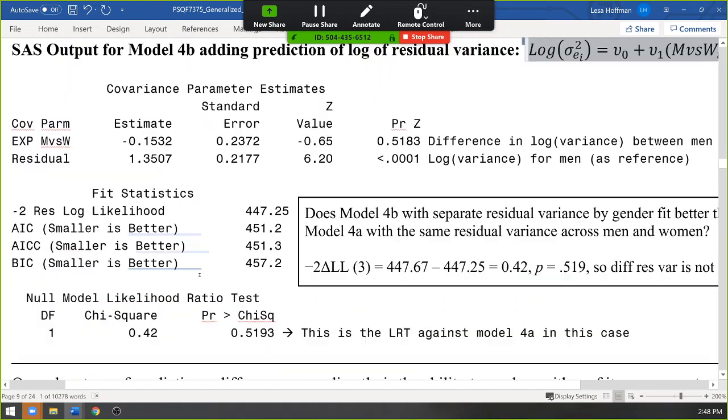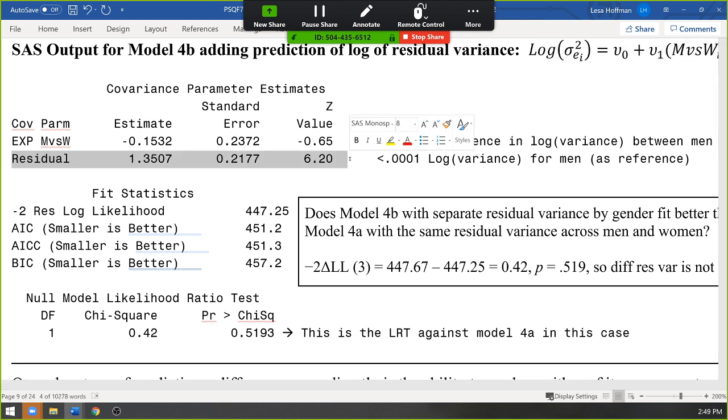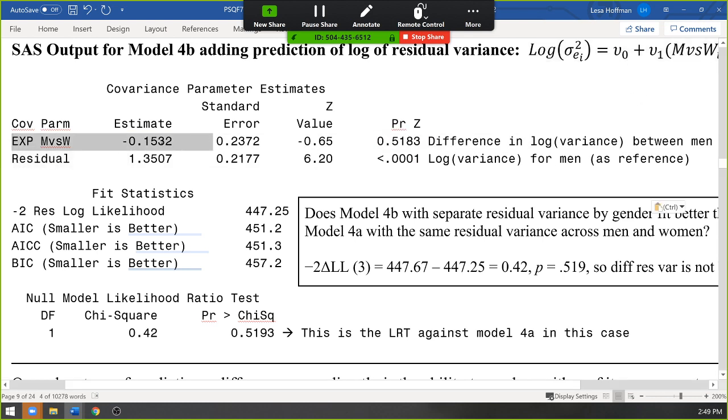But the output for that, the way that you would interpret this is that this parameter right here tells you the difference in the log variance between men and women. It's non-significant, so that means we don't need to have the variance differ as a function of gender, but what it would mean is that the women have less variability in their difference scores because the coefficient is negative.